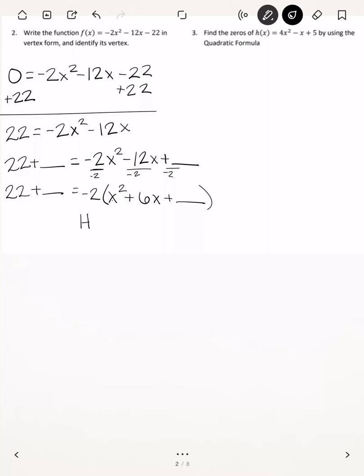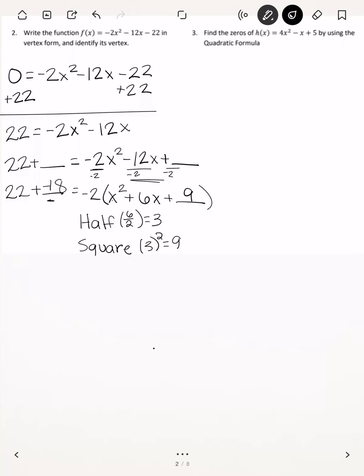So from here, I find my half term. I'm going to find half of 6. So half of 6 equals 3. And then I square it. So 3 squared equals 9. So 9 goes in this blank. But in order to go over to the second blank right here, I have to take that 9 and multiply it by the negative 2. Because remember, I factored it out and divided everything by negative 2 up here. So 9 times negative 2 is a negative 18.